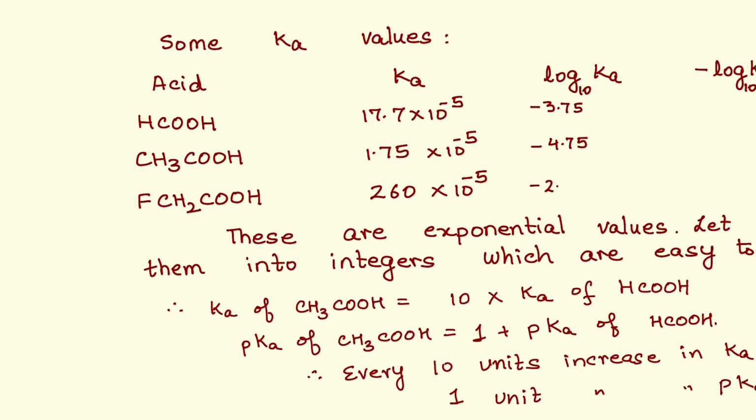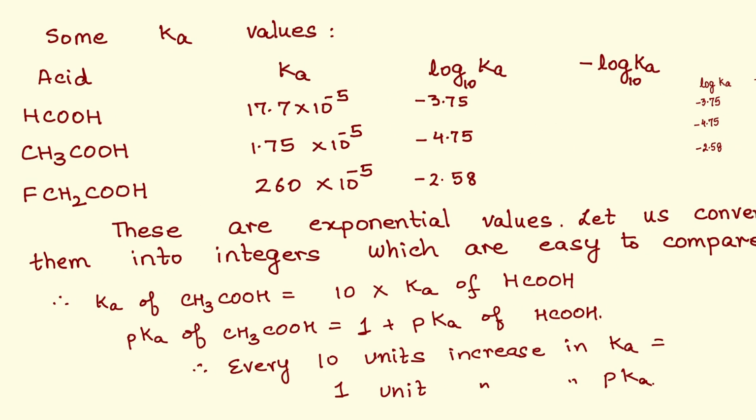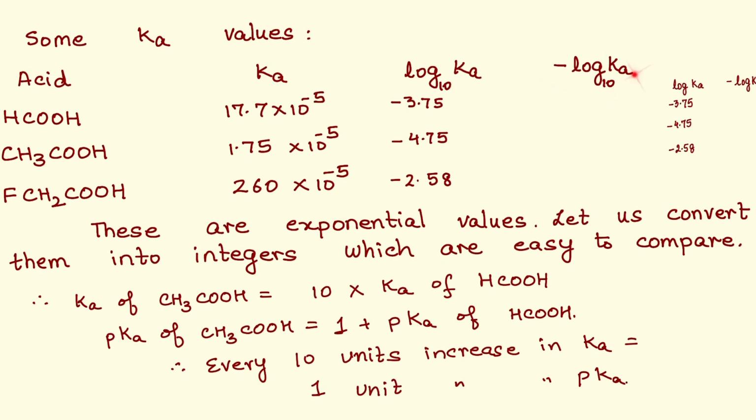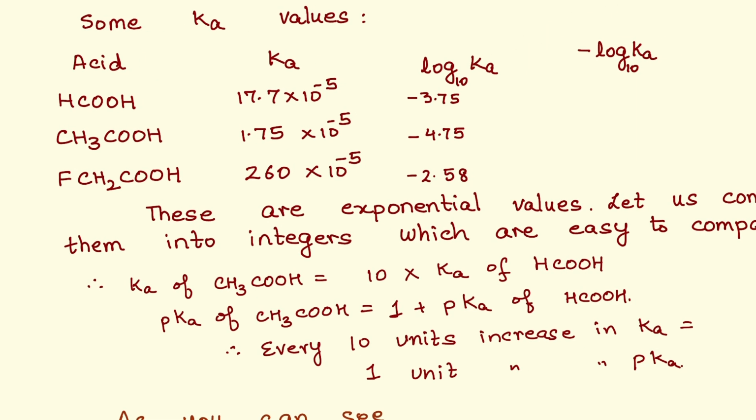So these are the values that I have gotten after substituting these values in the calculator. Now again, if you see, these are negative values. Why not take them as positive values? So the next step we are going to do is take the negative logarithm of Ka. So the negative value of this would be, simply put, 3.75, 4.75 and 2.58.